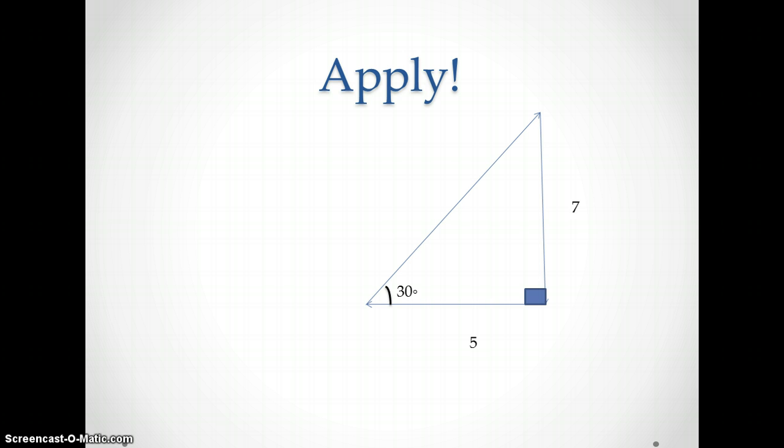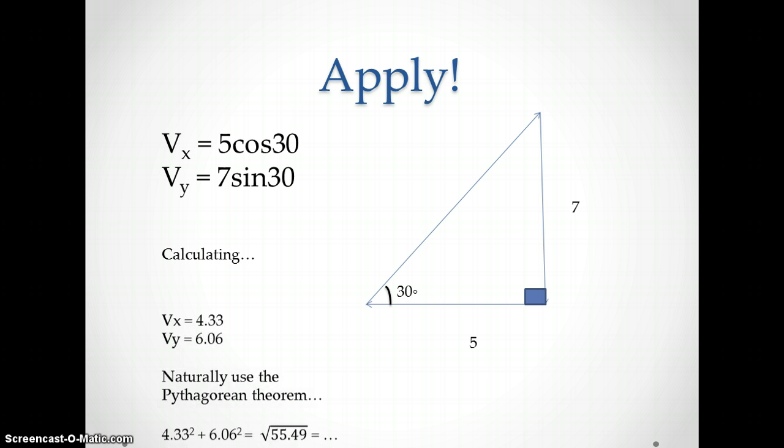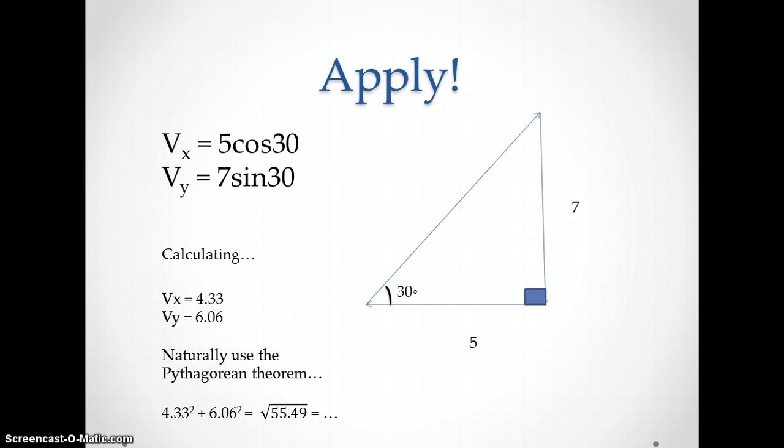So, just a quick reminder of how to do it. We're going to apply it. So here's your right triangle, and you just plug in 5 cosine 30, because that is on the x-axis and it's the horizontal component, and then 7 sine 30, which is the y or the vertical. And you take the angle of the resultant vector. So we calculate it, and it comes out to Vx equals 4.3 and Vy equals 6.06.